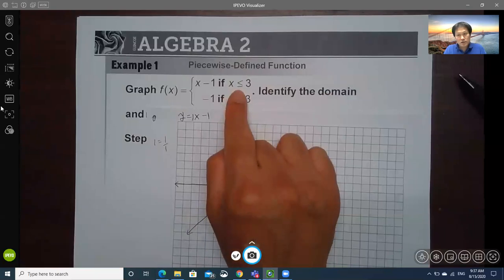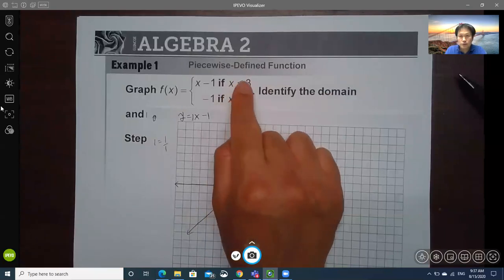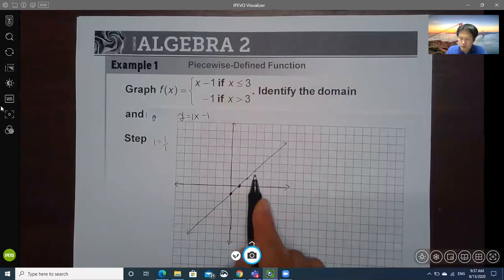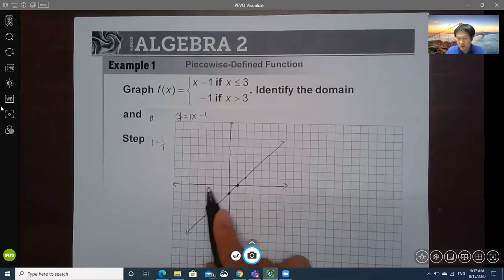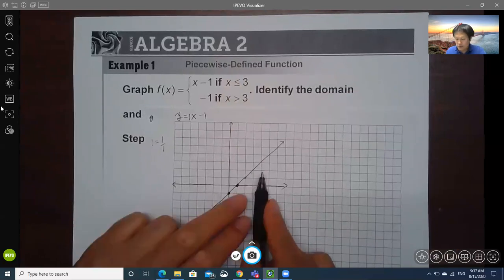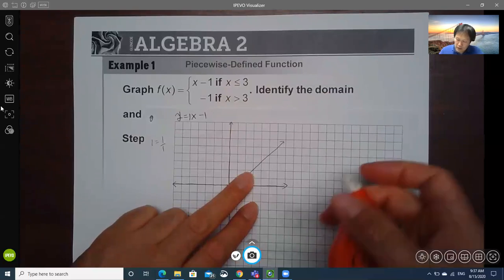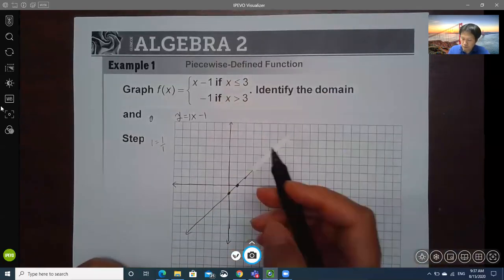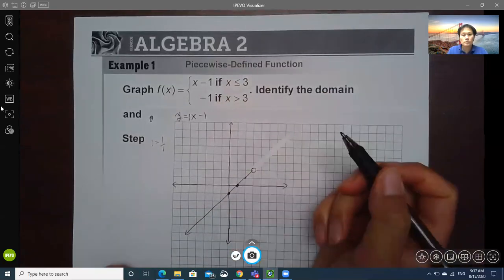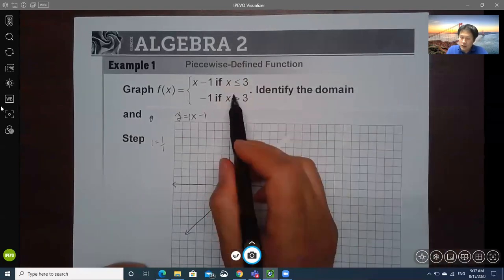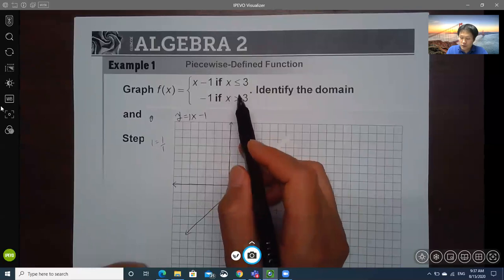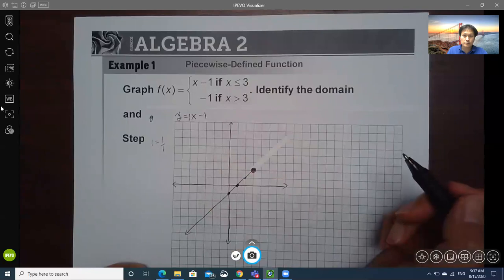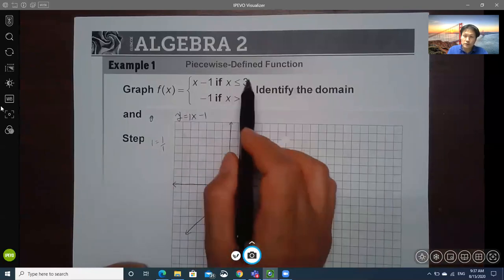But when you look at the constraint, x is less than or equal to 3. X equal to 3 is right here. Less than or equal to 3 means you take the left-hand side. What does that mean? You're dumping the right-hand side. So the right-hand side, get rid of it. The equal sign means you want to include that endpoint, so you make a solid dot. Okay? We took care of this top function.